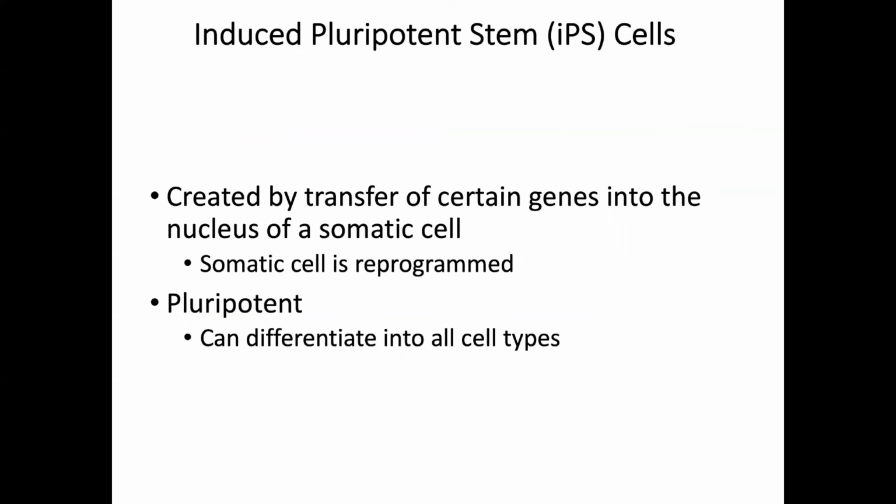Recent scientific advancement proves that cell differentiation actually can be reversed. Induced pluripotent stem cells, also known as iPS cells, are a type of pluripotent stem cells that can be generated directly from fully differentiated cells, okay? An iPS cell can be created by transfer of certain genes into the nucleus of a somatic cell. The process of generating iPS cells is called cell reprogramming, also reprogramming.